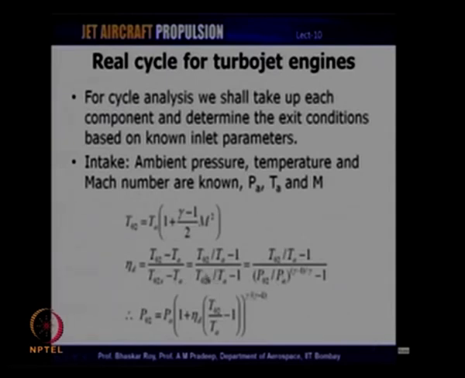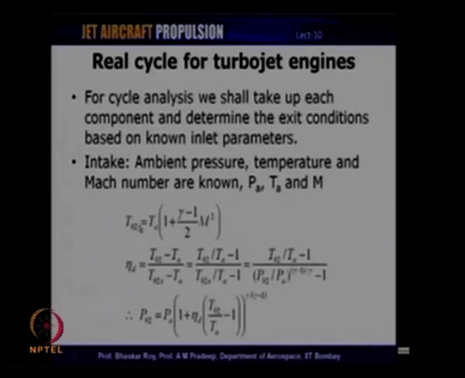The temperature ratio in the denominator can be converted to the corresponding pressure ratio, which is P02 divided by Pa raised to gamma minus 1 by gamma, from the isentropic relation. So, we now have a relation between the diffuser efficiency, the stagnation temperature, and the stagnation pressure. If we simplify, we get P02 equal to Pa multiplied by 1 plus eta d, the diffuser efficiency, times T02 by Ta minus 1, this whole thing raised to gamma by gamma minus 1.